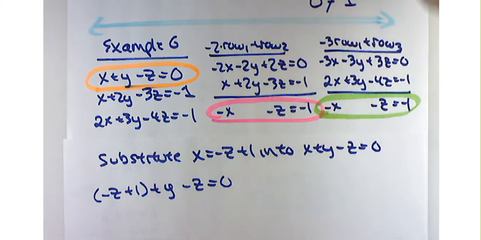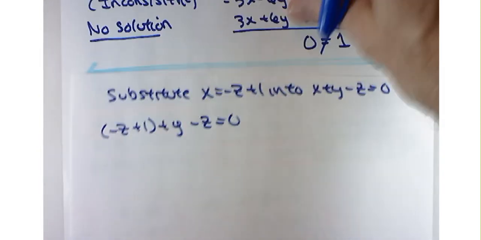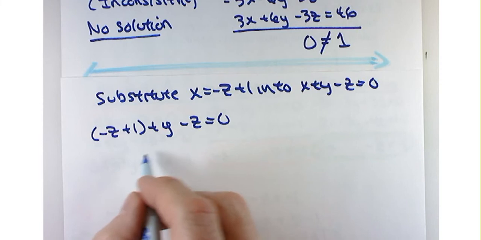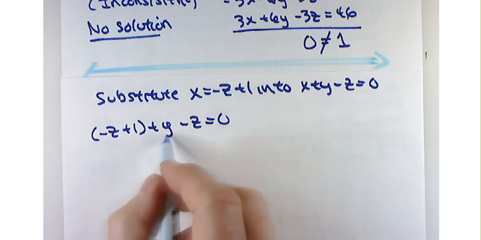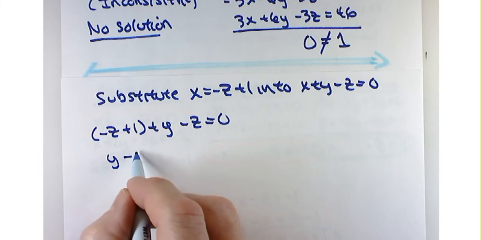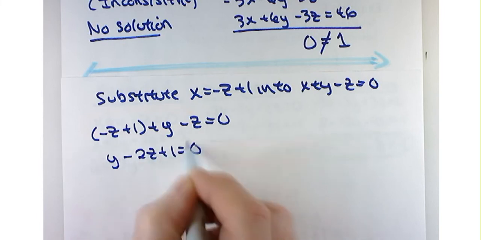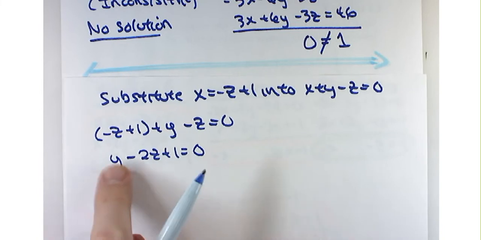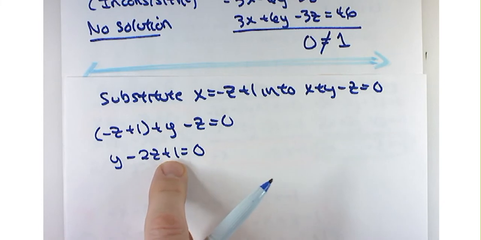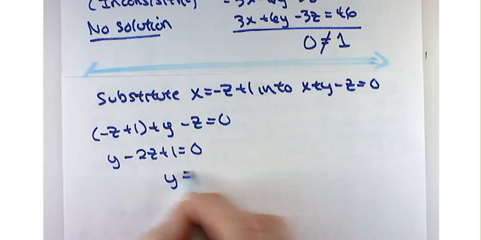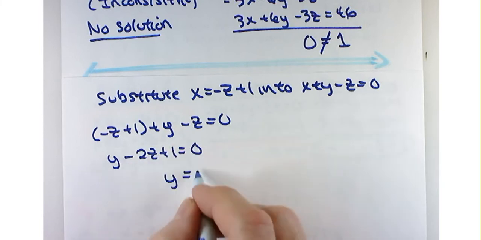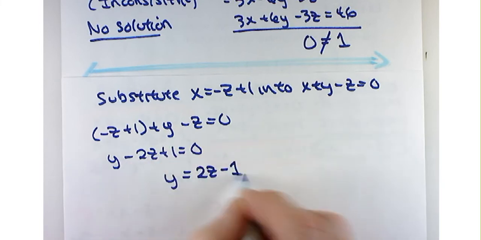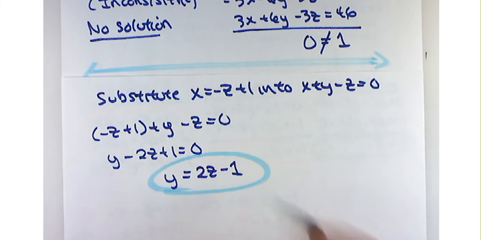Let's combine the like terms and see what we get. So that's going to be, I'll move the y out front, y minus 2z plus 1 equals 0. And now, since I want to get y by itself, I can move everything else to the other side. When it changes sides, the minus 2z becomes a plus 2z, the plus 1 becomes a minus 1. And there's the other part of my solution. So I've got two parts now.